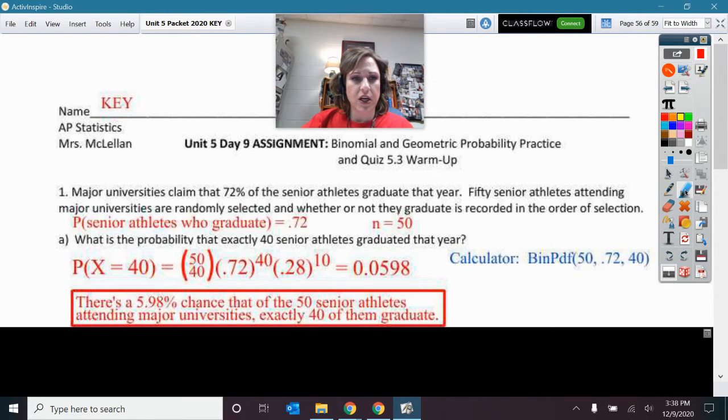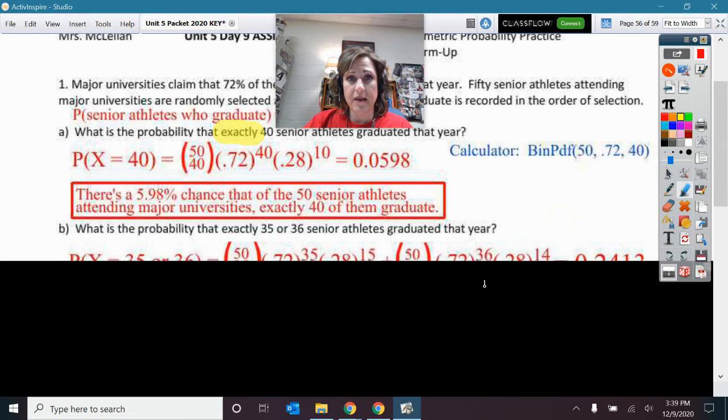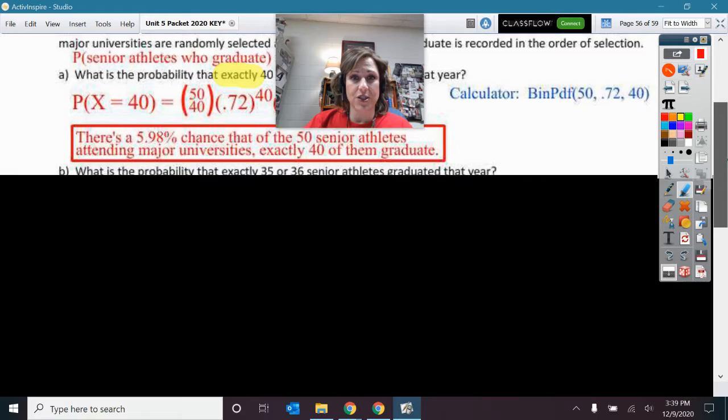It is just asking for exactly, so that's going to be our binomial PDF. We just did exactly 40 successes, which out of 50 meant there were 10 failures. So we had PDF. There's a 5.98% chance exactly 40 of the senior athletes graduate.